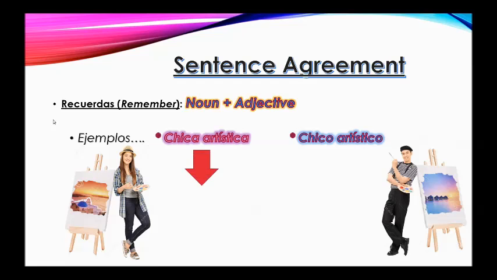Okay, so see how that sentence agrees completely? Chica is feminine and artística is feminine as well. Same thing over here, but now we're saying chico artístico, the artistic boy. Everything is masculine and agreeing.